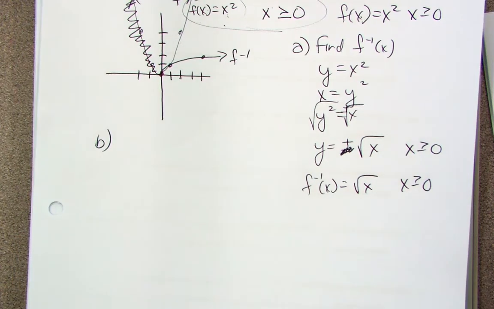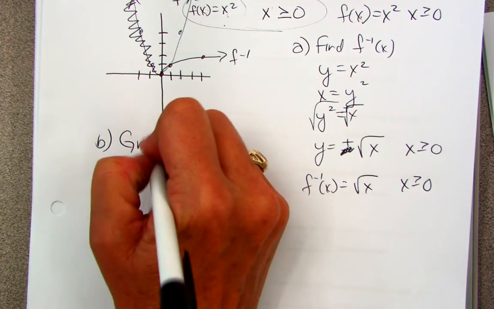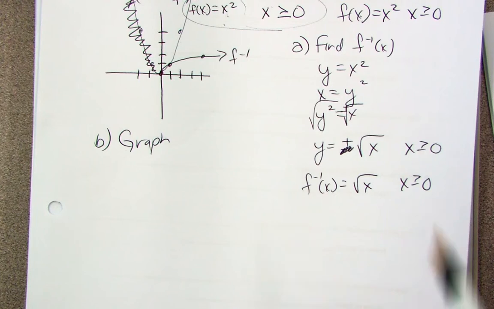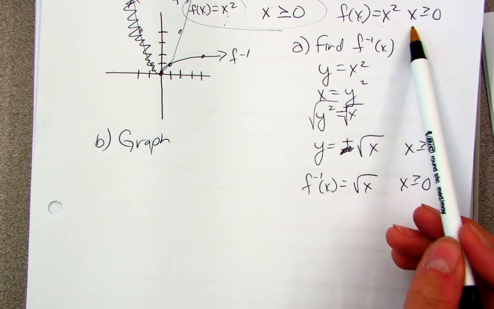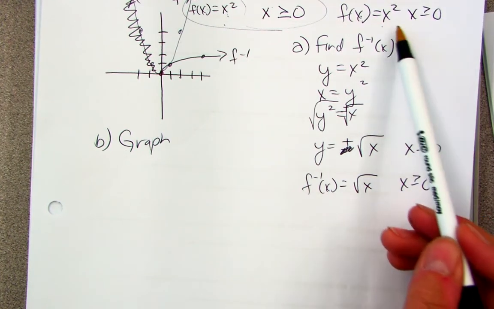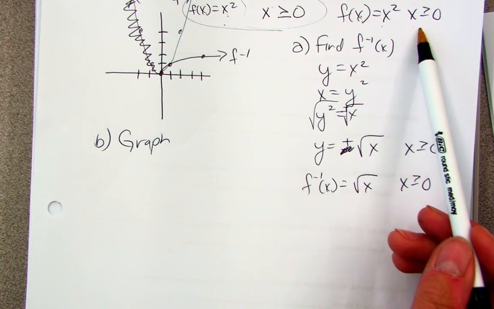Part B. What was part B again? Oh, go graph them. Okay, so again, when you have to graph that, think of the parabola, but these are the x's you're allowed to sketch it out with. So they're going to be right or to the left, right? So you just have to be careful.